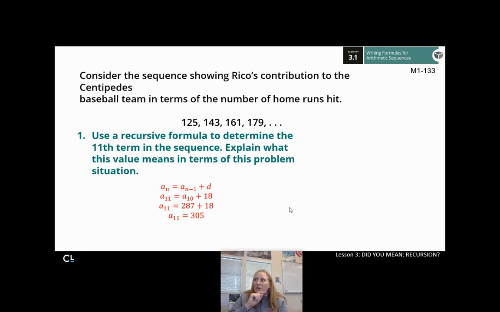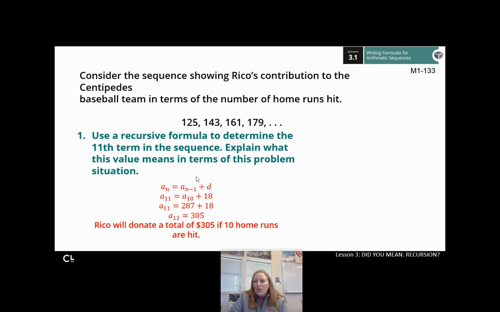Now, we were asked to go a step further though, right? We were asked to describe what it is that we just found, because we did just find something. So what this means is that Rico will donate a total of $305 if 10 home runs are hit. So notice that it was the 11th term in the sequence, but it was only 10 home runs that were hit. So it's always off by one, just a little bit there. So if I wanted to know how much he would donate for 10 home runs, I would have to make sure I'm doing the 11th term, okay?